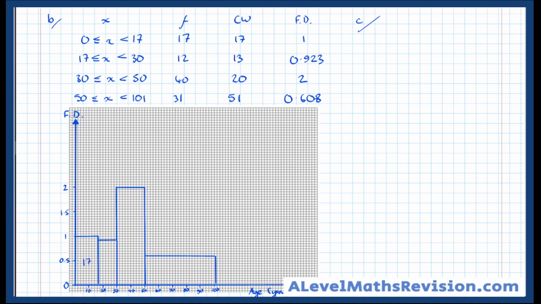Well, having a look at the chart here, we know that that's got 17 things in it. That's got 12, that's got 40, and that's got 31 people in it. So let's determine where the 50th person would be. So we've got 100 people altogether. The 50th person would be the median. So here we've got 17. By the time we've got to the end of this category, 17 plus 12 is 29. We'd have seen 29 people.